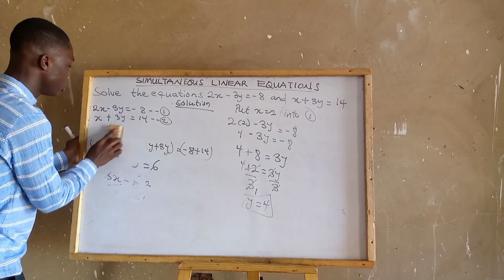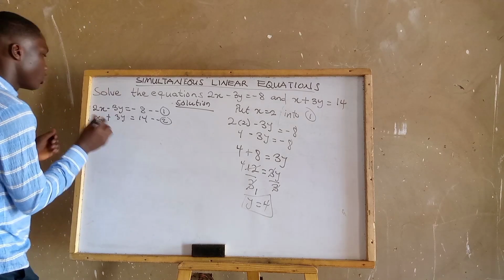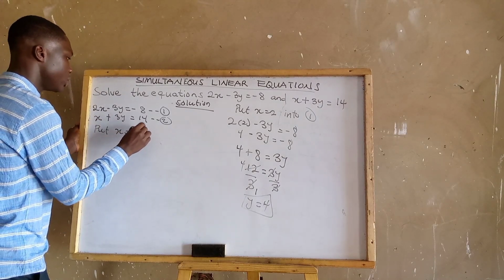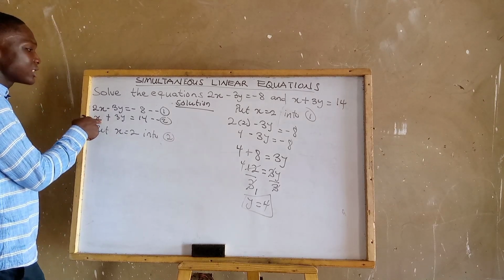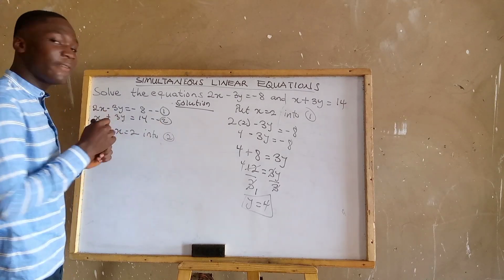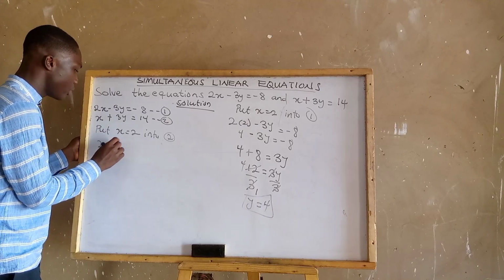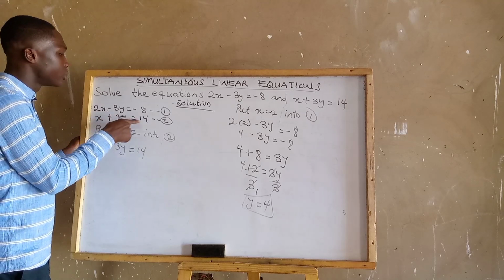So now let's put the value of x, which is 2. So put x is equal to 2 into equation 2. So it means that from equation 2, wherever we find x, we write 2. Now 2 plus 3y is equal to 14.